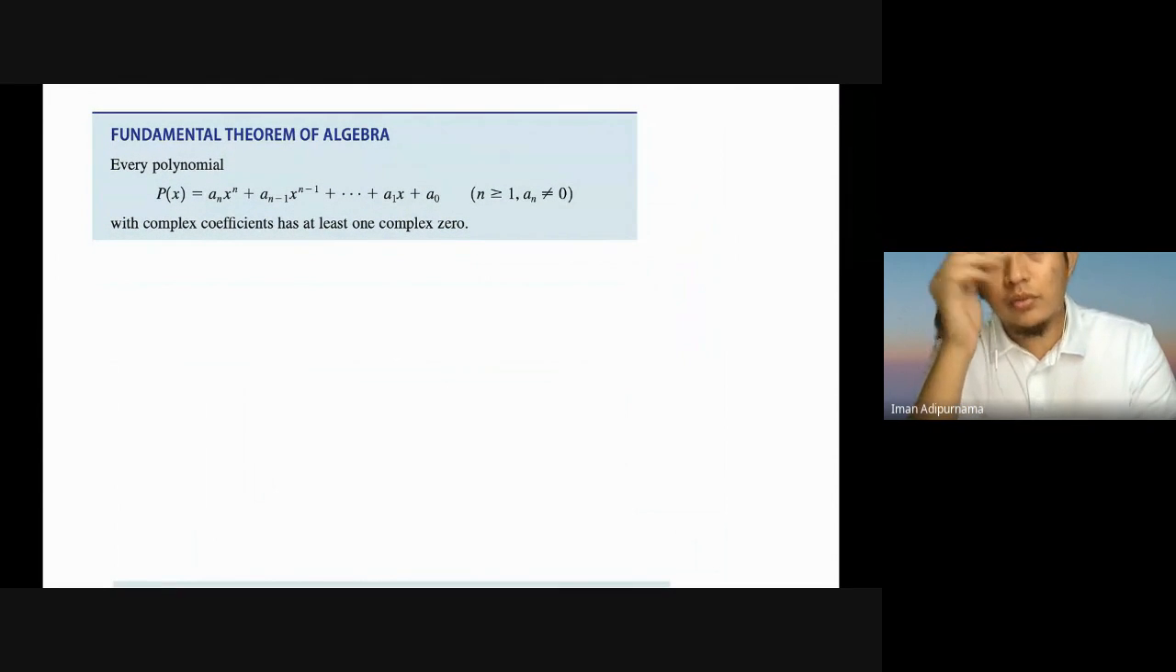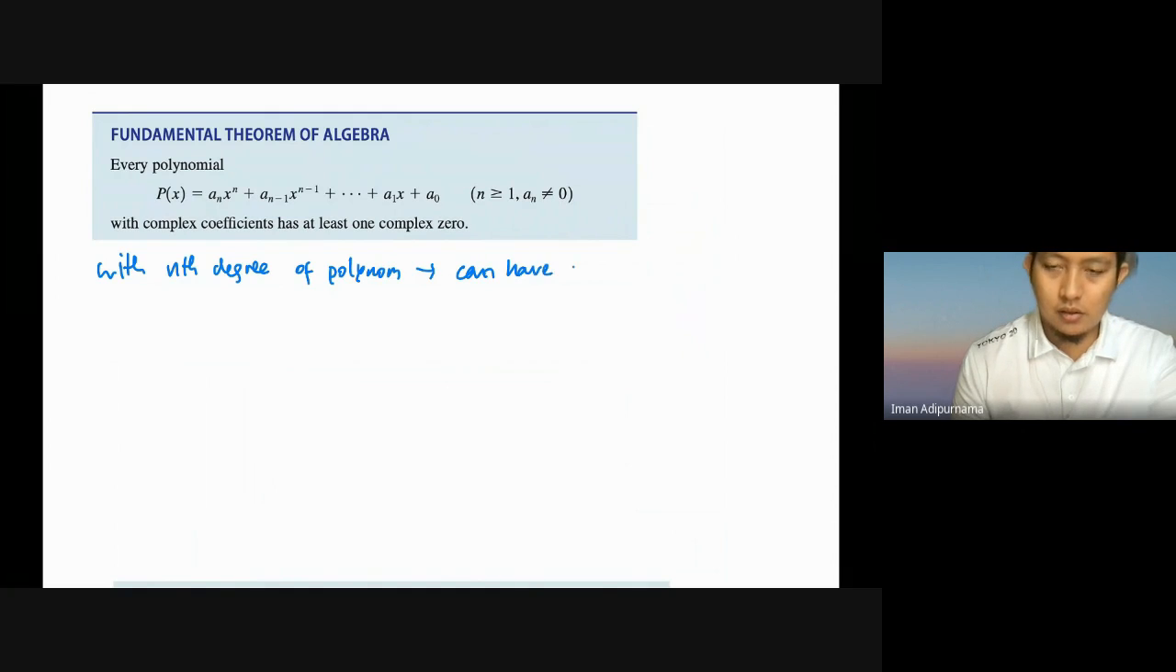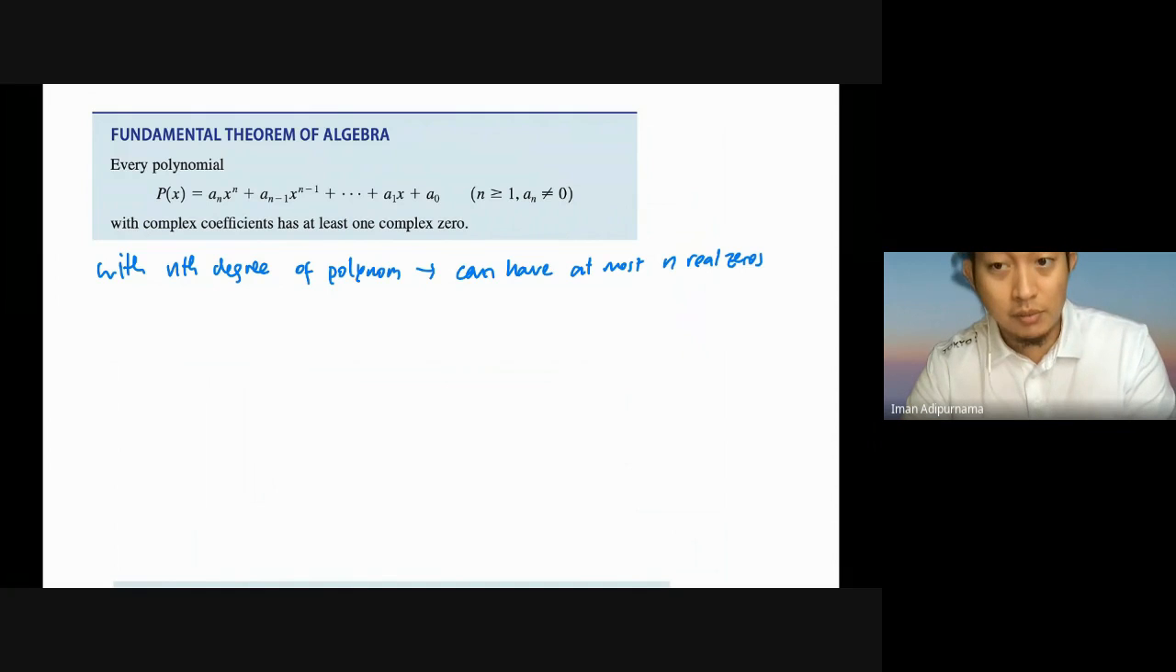So we know that an nth degree polynomial can have at most n real zeros, right? Like I told you before, the total number of zeros depends on the degree of the polynomial.